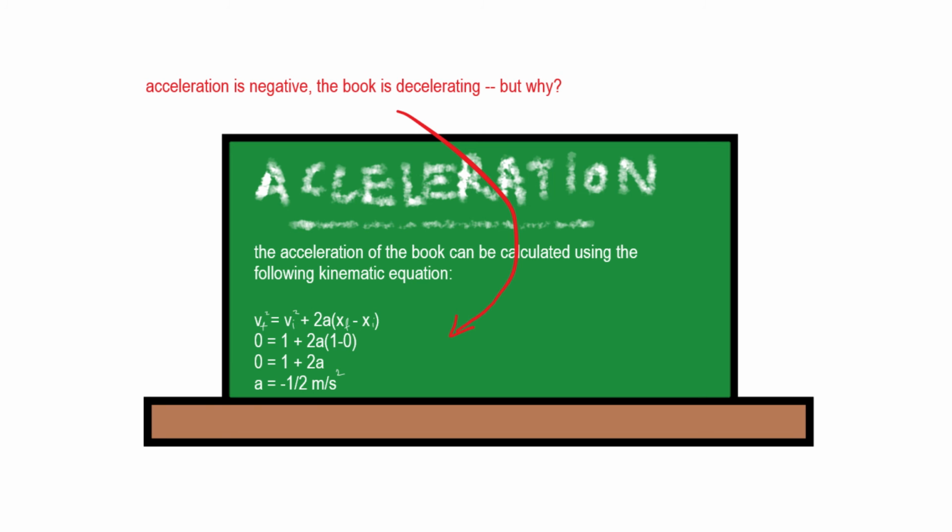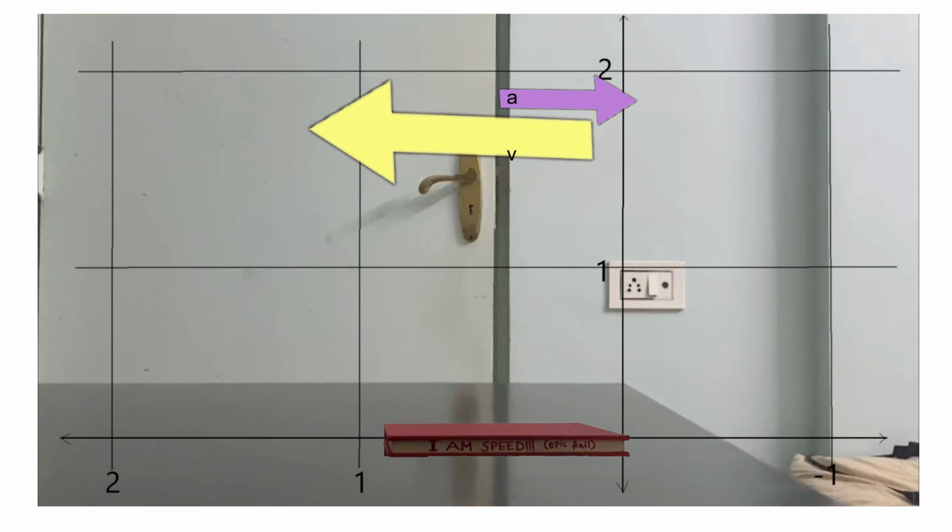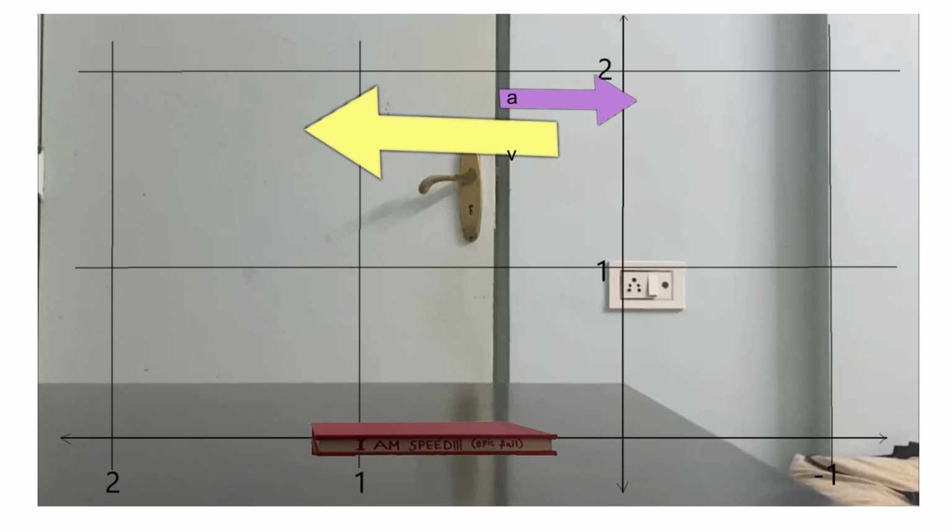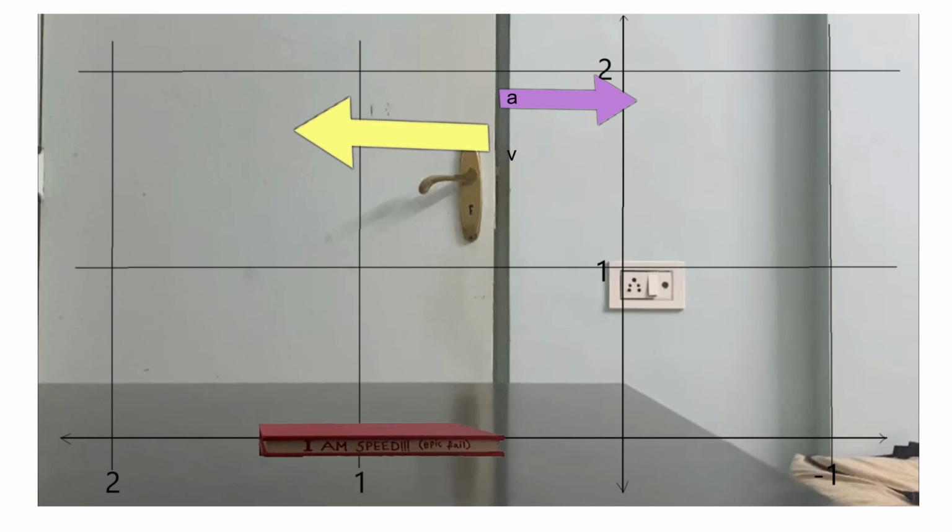It comes to minus 1/2 meters per second squared. So, as we can see, the acceleration was negative, whereas our velocity was positive. This means they were both in opposite directions. And as we saw earlier, when acceleration is in the opposite direction of velocity, the object is slowing down.